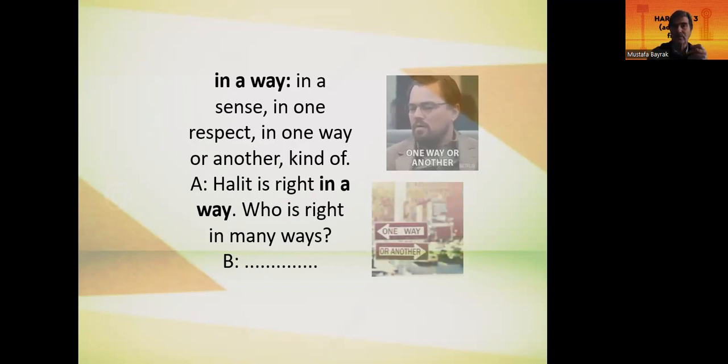Also possible, as you can see, easily: how it is right in one respect. Or how it is kind of right. Halit is somewhat right. Halit is kinda right. Halit is kind of right. Okay. Who is right in many ways? Halil is right in many ways.